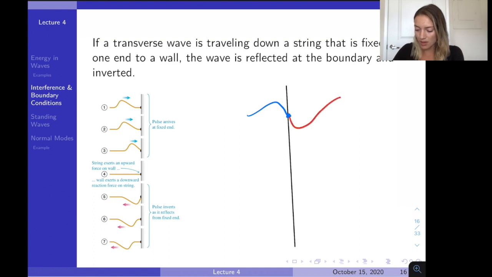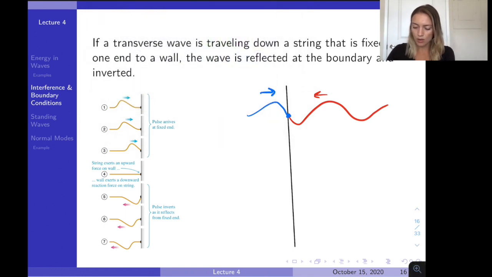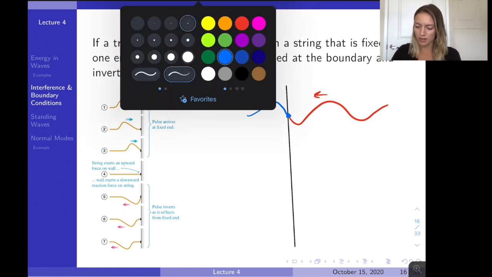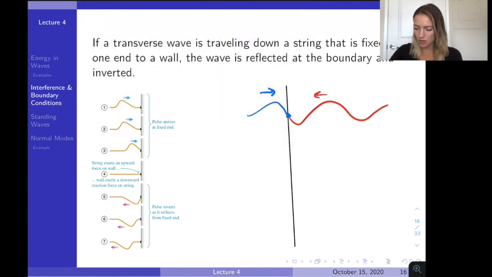So let's say we have another wave coming, like that. And it's coming this way while our original wave is going this way. So what's going to happen as these two waves start interfering? Well, as this wave moves, it might look a little bit more like that. And then this wave is going to be a little bit less like that.